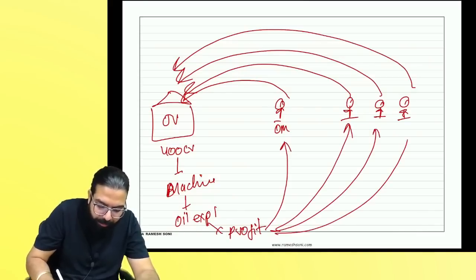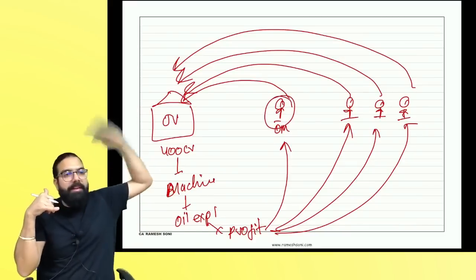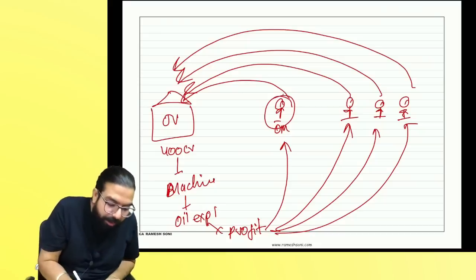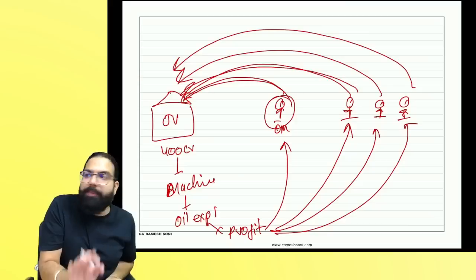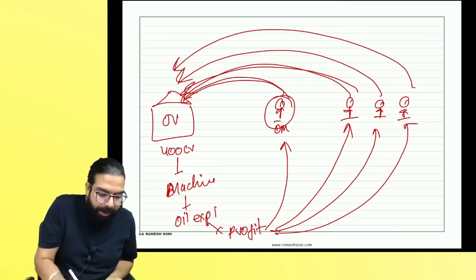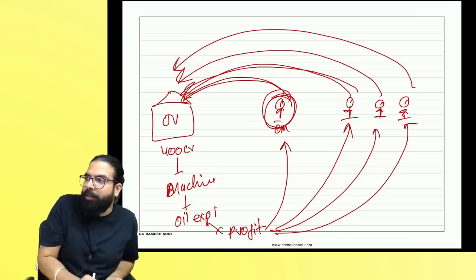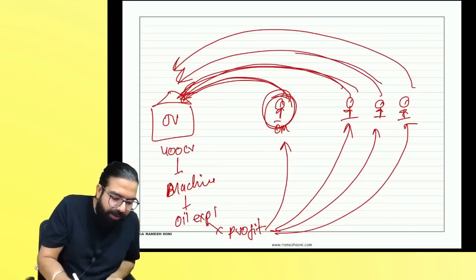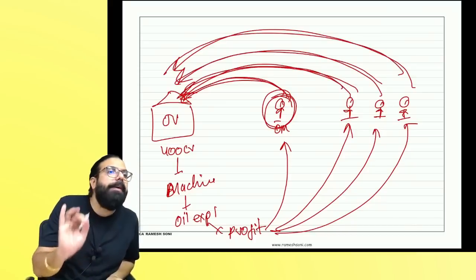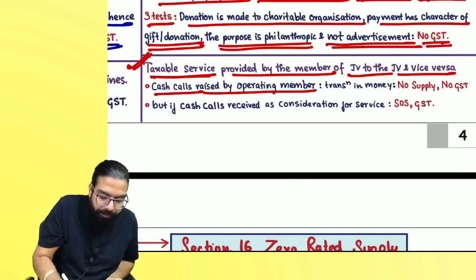Remember one thing, everyone. In this scenario, the operating member made a cash call saying, everyone please give 100 crore rupees. Now, when everyone gave 100 crore rupees, this is nothing other than capital contribution. There are no services provided by the operating member to the other members. He is just working on behalf of the joint venture. And in this scenario, whatever amount has been given to the joint venture is nothing other than capital contribution. That is what is being told over here. Cash call received by the operating member is just a transaction in money. There is no supply and no GST.